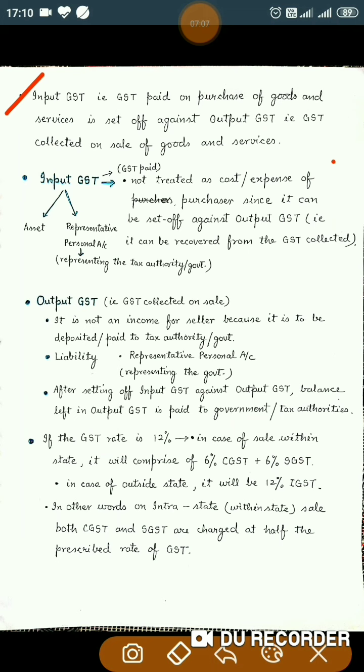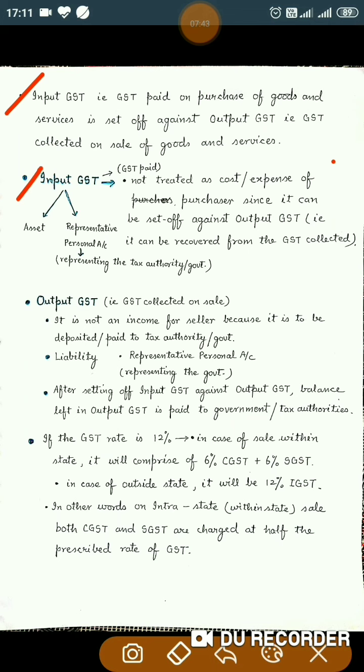Set off against output GST means you can recover the GST you have paid at the time of purchase, right? So the government says whatever GST you have paid at the time of purchase, you can recover it from the GST you have collected, and the balance amount you may deposit to the government.